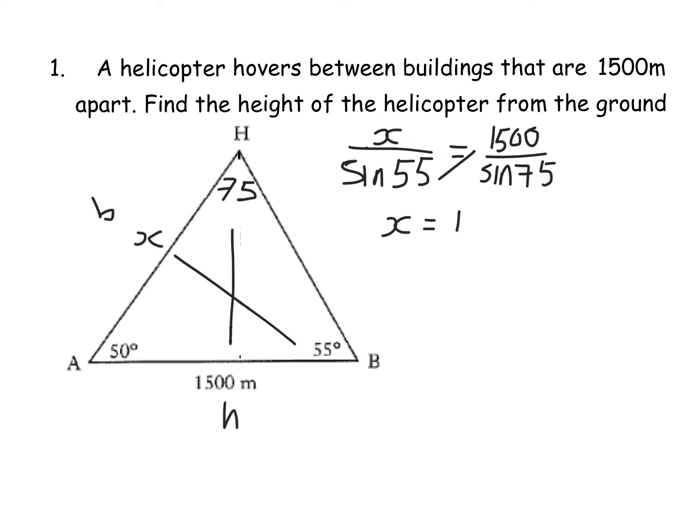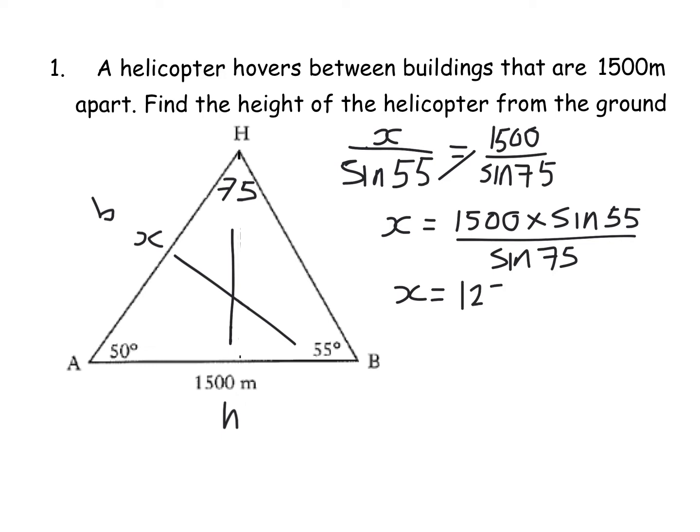So I have x equals 1,500 times sine 55 all over sine 75. And this will give me an answer of 1,272.07. Now you can keep this exact on your calculator, or you can round it to 2 decimal places. I'm keeping it exact just because that's what I do. I like using the answer button.